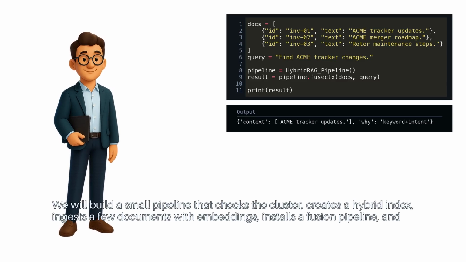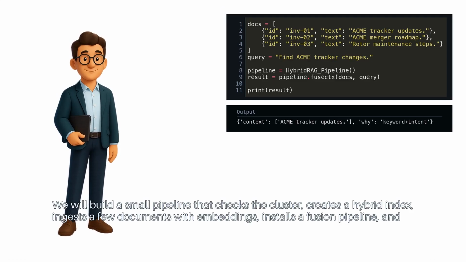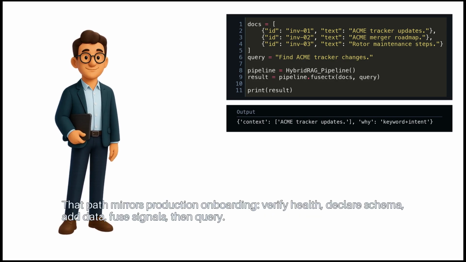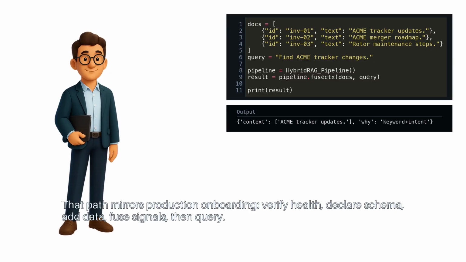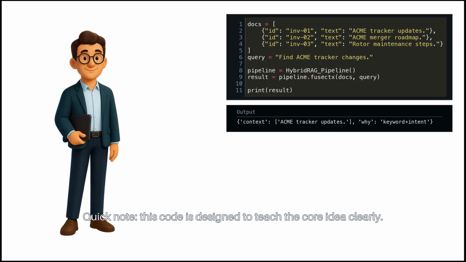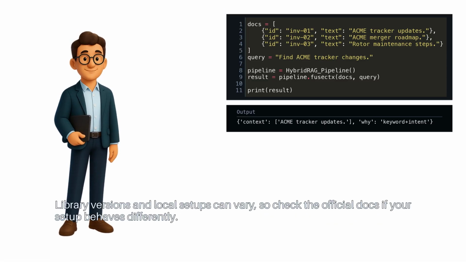We will build a small pipeline that checks the cluster, creates a hybrid index, ingests a few documents with embeddings, installs a fusion pipeline, and runs a hybrid query to inspect scores. That path mirrors production onboarding: verify health, declare schema, add data, fuse signals, then query. Quick note, this code is designed to teach the core idea clearly. Library versions and local setups can vary, so check the official docs if your setup behaves differently.